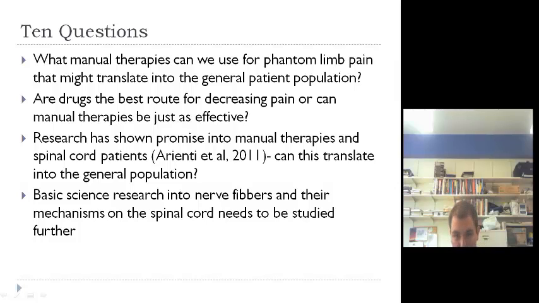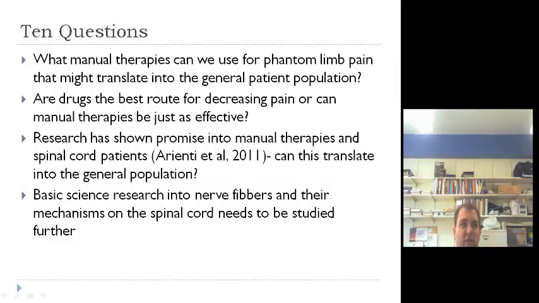Research has shown promise in manual therapies in spinal cord patients. Ironetti, 2011. Can this translate into the general population? Ironetti and the authors of the study took some spinal cord patients and did some manual therapy techniques on them to see if it decreased their pain, and if they retained or regained any function. And some of them did. Now, obviously, I don't work with spinal cord patients, and most athletic trainers don't. But it doesn't mean we can't do the research on it. It doesn't mean we can't be the ones helping lead the research into this.